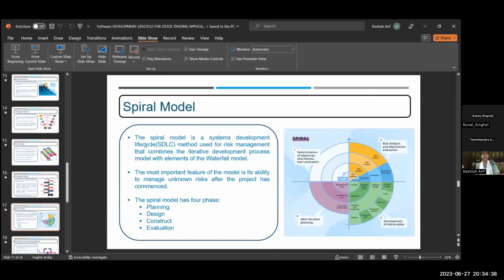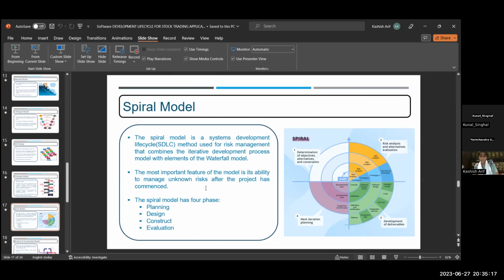So, what is spiral model? The spiral model is a system development life cycle method used for risk management that combines the iterative development process model with elements of the waterfall model. The most important feature of the model is its ability to manage unknown risk after the project has commenced. The spiral model has 4 phases: planning, design, construct, evaluation. In this model, we can analyze the risk of software. Some waterfall model elements are involved in the spiral model.